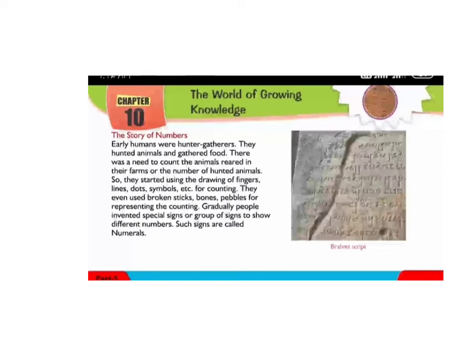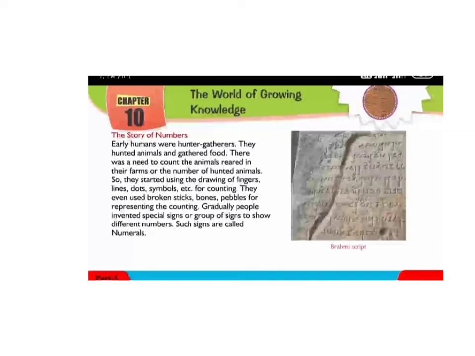There was a need to count the animals reared in their farms or the number of hunted animals. So they needed to remember how many animals they had, and how many they hunted or killed for food and for clothes. They started using drawings of fingers, lines, dots, symbols, etc. for counting. They drew these to remember how many animals were in their farm, or how many they hunted or killed for food. This probably became a tool for remembering numbers.